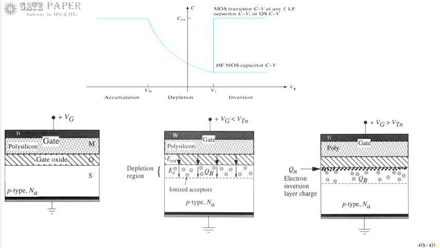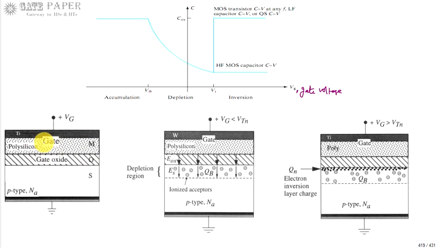These are the capacitance voltage characteristics of the MOS capacitor, and this is the gate voltage, VG, and this is the total capacitance present at the gate. We are going with a simple MOS capacitor structure: first a P-type substrate, above that the gate oxide, and above that the gate, MOS.